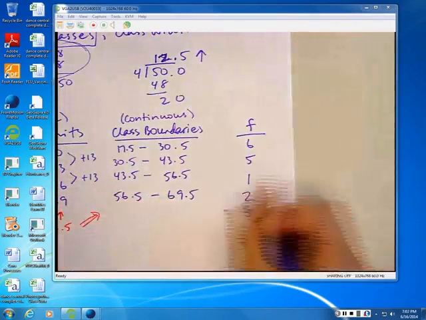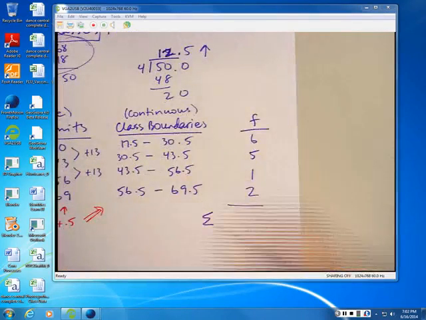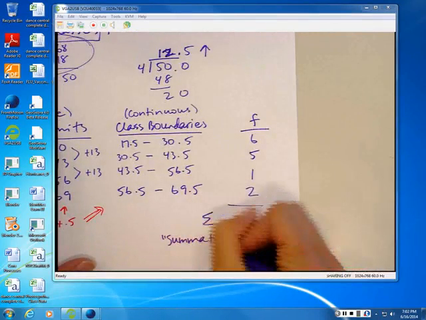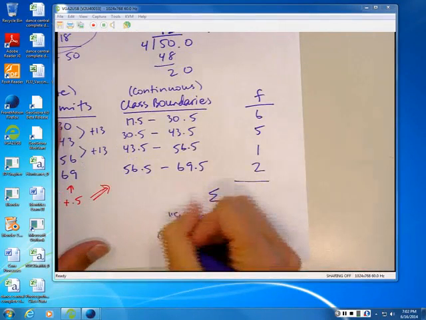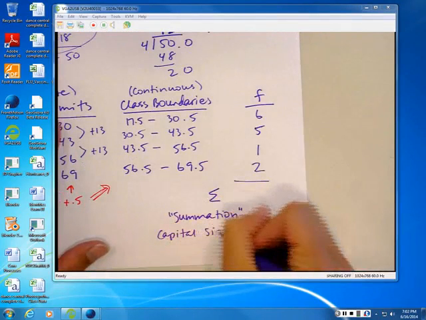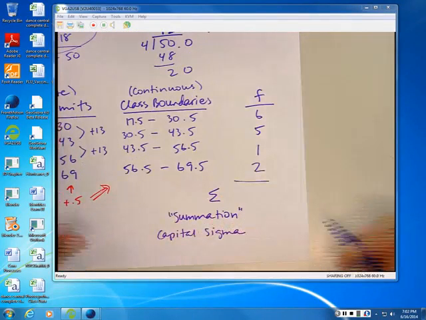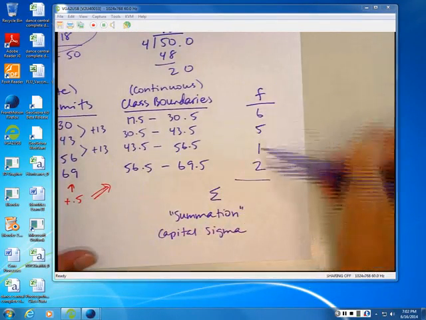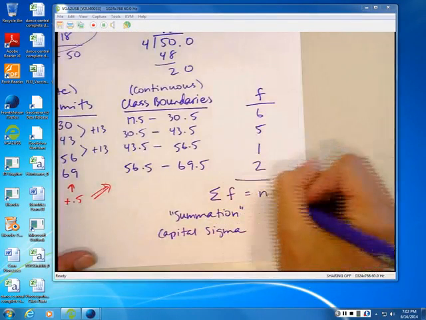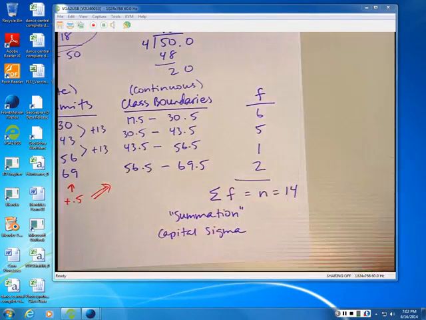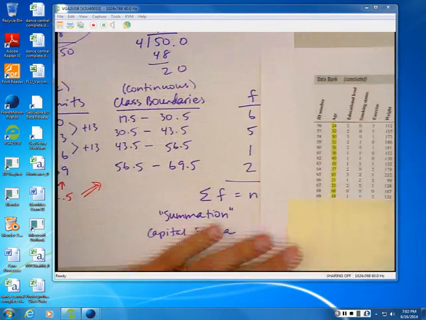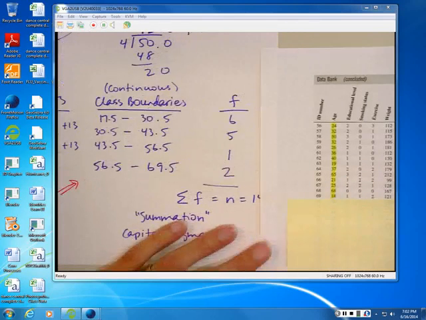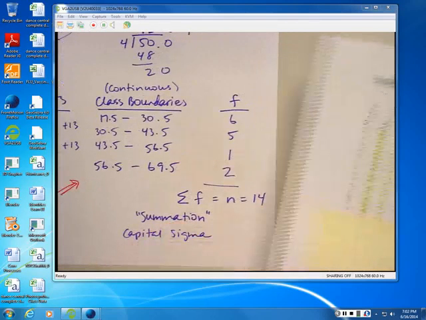If I add these numbers up, this is the summation symbol. Summation. It is a capital sigma. And if that seems Greek to you, then it's because it is. So that's the Greek letter sigma. If I add these up, I get 6 plus 5 plus 1 plus 2, which is 14. I don't know if you remember, but at the very beginning of the video, I highlighted these. I counted how many I had, and I had 14. So that should match the total number of values you've got. It's a nice way to double check that you've got everybody.